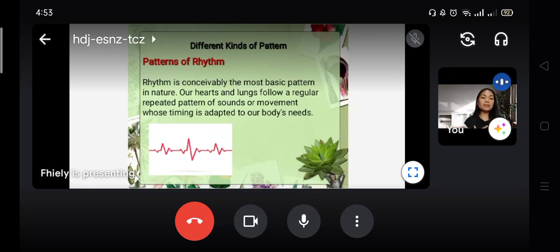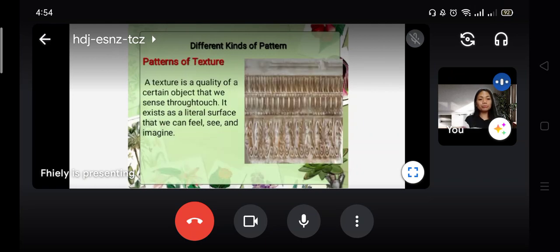We can observe that no matter how we hold our breath, our heart still keeps beating. Okay, next is the patterns of texture.